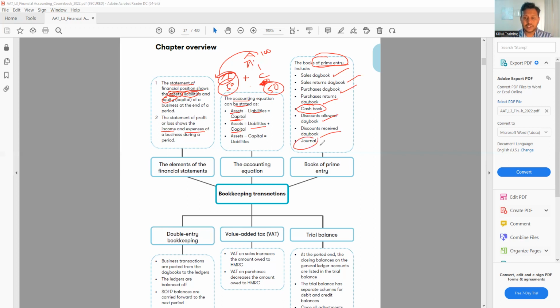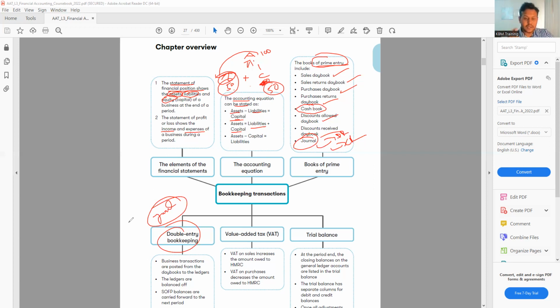The journals are all about debit and credit. So we record the transaction in the form of debit and credit. On top of that, we have the elements of the financial statement, the accounting equation, the books of prime entry, and then double entry. Double entry means two entries. This is basically the journal. Every single transaction has two entries: one is debit and one is credit.